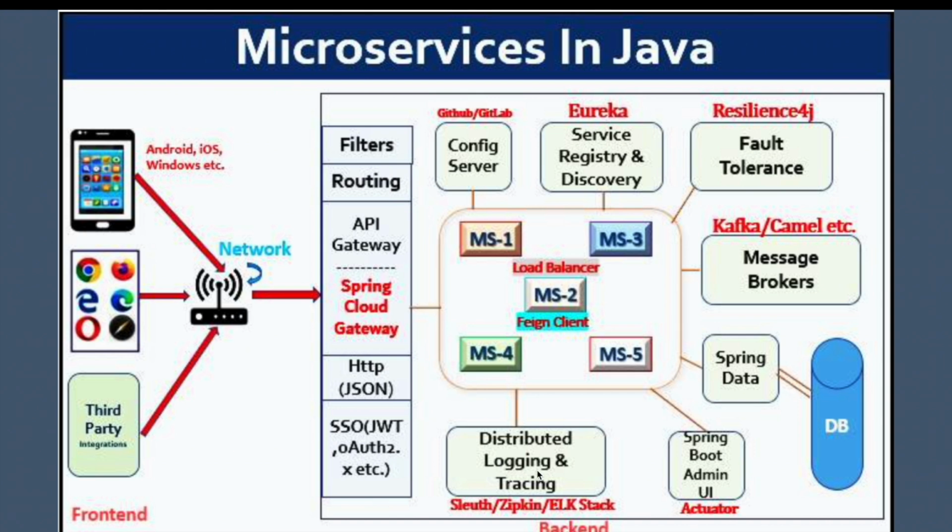You can also use other tech like OpenTelemetry. And this is Spring Boot Admin UI and Actuator you can use, and then Spring Data for database related logic. For ORM related logic you can use Spring Data, and this is your DB. You can use multiple DBs based on your microservice and your requirement. So this is a small architecture of microservices in Java. You have to follow all these things to make a microservices based application in Java.